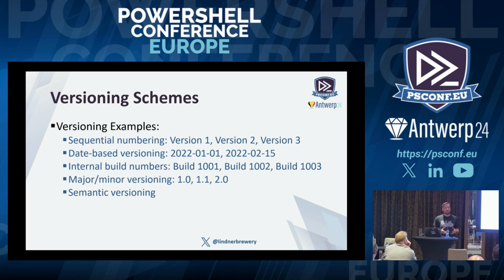So what versioning schemes do we know in general? We've got sequential numbering, like version 1, version 2. I think we all can remember that from school, from uni, homework, version 1, version 2, version 3. Great fun. I love that.